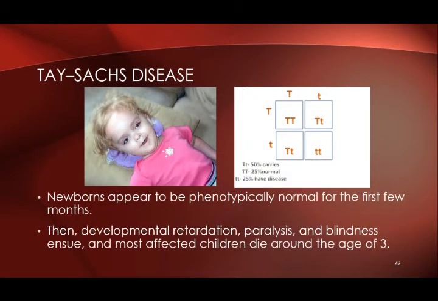For such a disease, this disease happens in the Jewish community. So newborns appear to be healthy when they are born. After a few months, suddenly it hits them like a brick. So they start to become developmentally retarded, paralyzed, and blind. And then a lot of these babies with such a disease will not live until the age of 3.